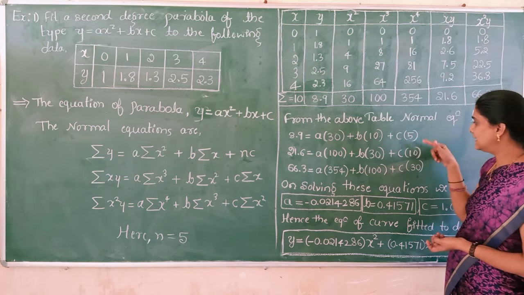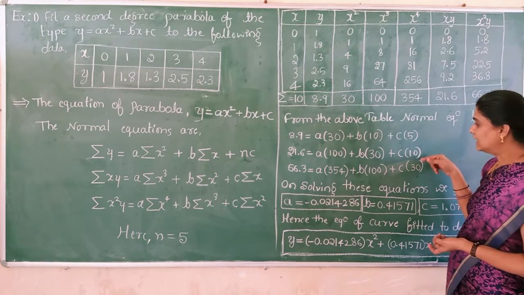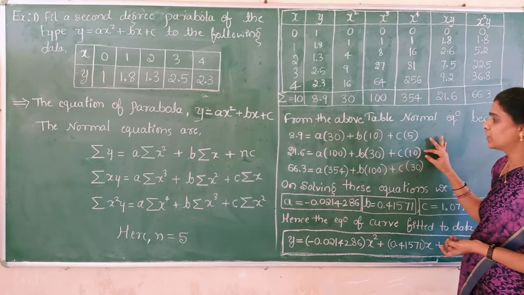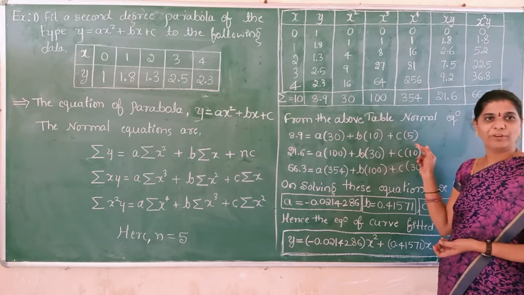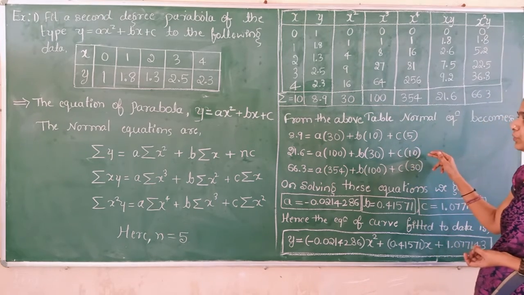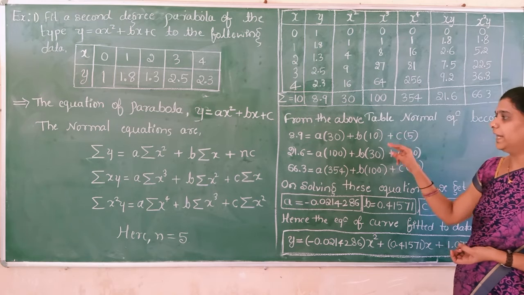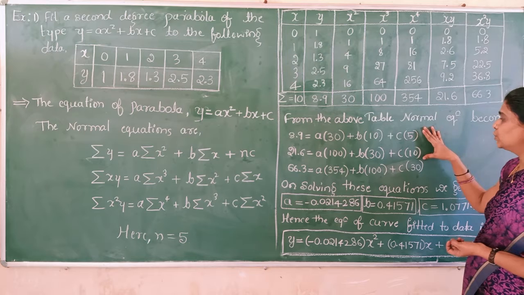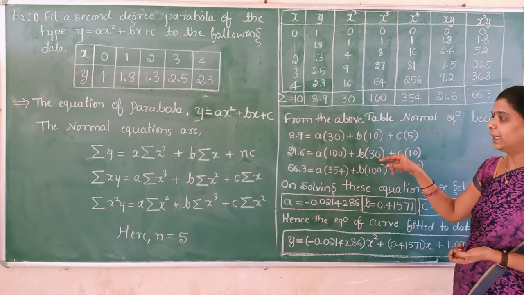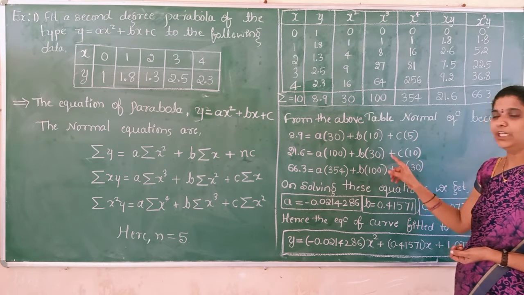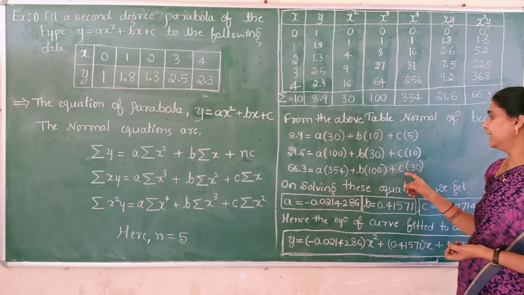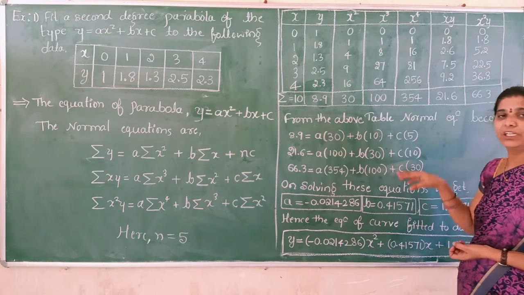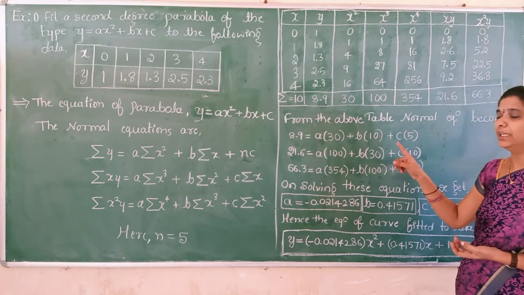Now we have these three equations, and we have to solve them. First we take the first equation as well as the second equation, and by operating on them we get values in terms of either a and b, or a and c, or b and c. If we eliminate c first, then we get a and b. Similarly, we can take equations 1 and 3 or 2 and 3, and again c gets cancelled and we get another two equations in terms of a and b.